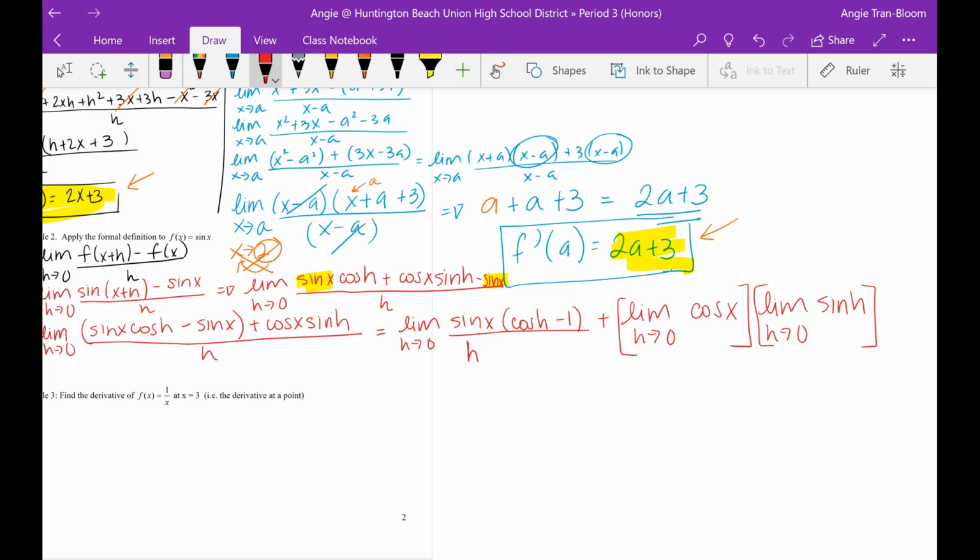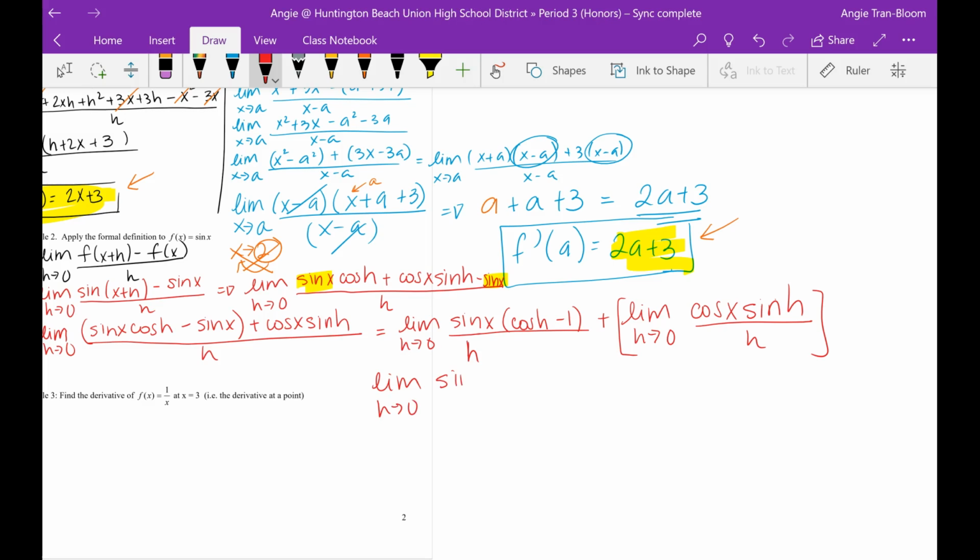Okay, so you know what? Let me just write that. Let me just insert that step in the middle so that way you're not confused. So since I broke this up, technically this is really just this, all over h. Okay, well, next I'm going to write limits as h approaches 0.